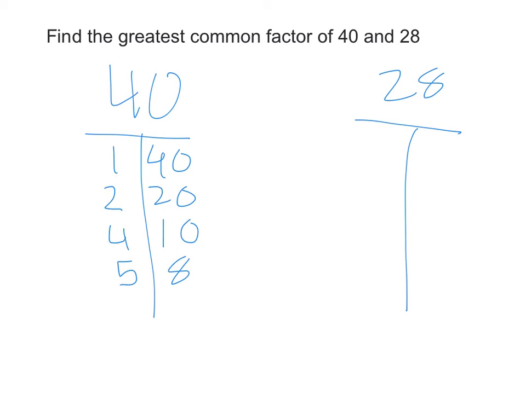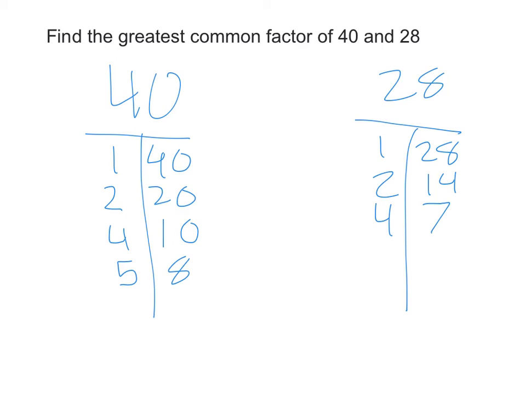So let's transition over here to my 28. 1 times 28. 2 times 14. 3 will not go into 28. 4 will go into 28 7 times. 5 will not go into it. 6 will not go into it. And 7's right there, so I'm all done.